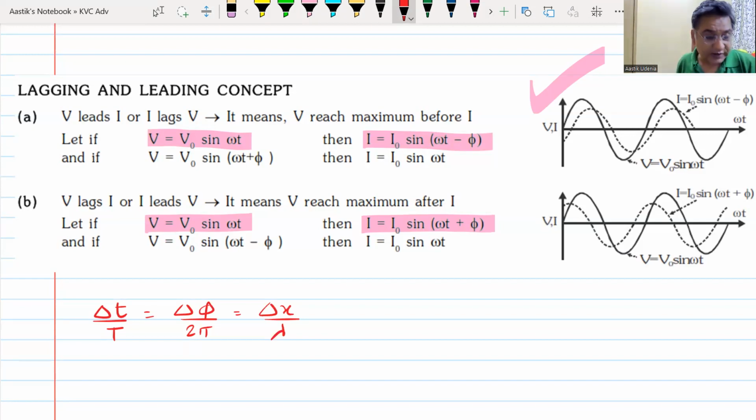So from there, you can convert time difference into phase difference and phase difference into time difference. Here, path difference will not come because we are not dealing with waves, we are dealing only with currents. Do we understand this? Yes, sir. 2 minutes to note this down.